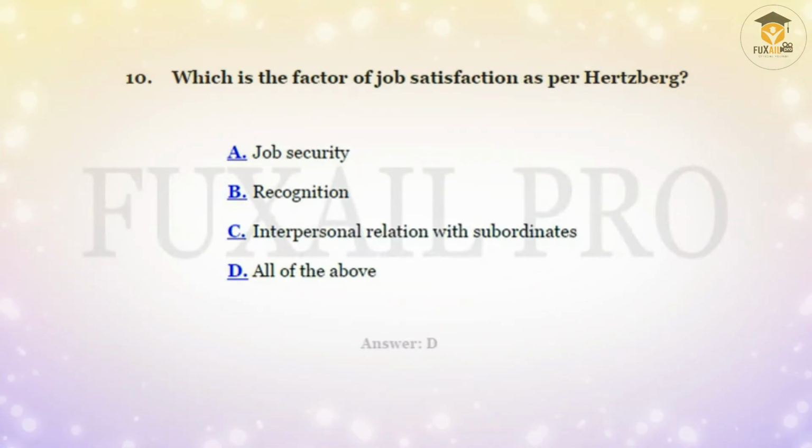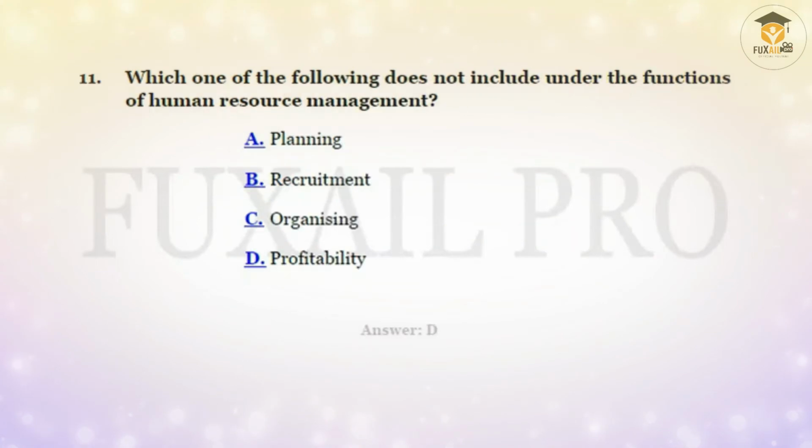10. Which is the factor of job satisfaction as per Herzberg? A. Job security. B. Recognition. C. Interpersonal relation with subordinates. D. All of the above. Answer, D. 11. Which one of the following does not include under the functions of human resource management? A. Planning. B. Recruitment. C. Organizing. D. Profitability. Answer, D.